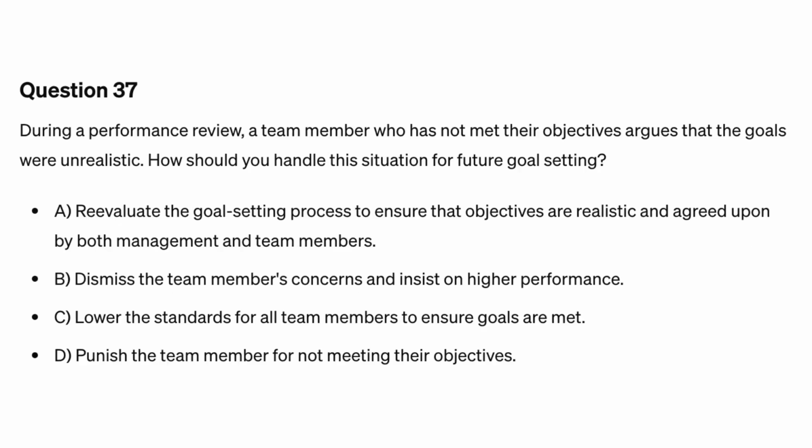reducing resistance. Question 37. During a performance review, a team member who has not met their objectives argues that the goals were unrealistic. How should you handle this situation for future goal setting? A. Reevaluate the goal setting process to ensure that objectives are realistic and agreed upon by both management and team members. B. Dismiss the team member's concerns and insist on higher performance. C. Lower the standards for all team members to ensure goals are met. D. Punish the team member for not meeting their objectives.